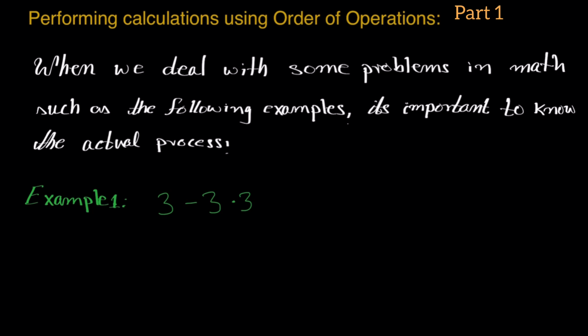Just to get a slight start, let's look at this example. 3 minus 3 times 3 is equal to what? There is a right way and there is also a wrong way to do it. Let's say we just start from left and end in the right, the wrong way, where we don't follow the order of operations. 3 minus 3 is 0, 0 times 3 is 0. So is this right?